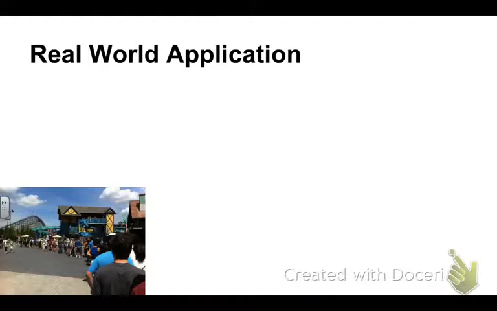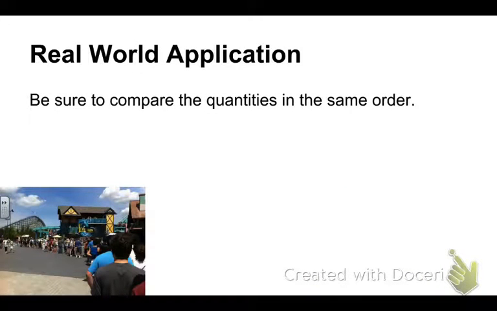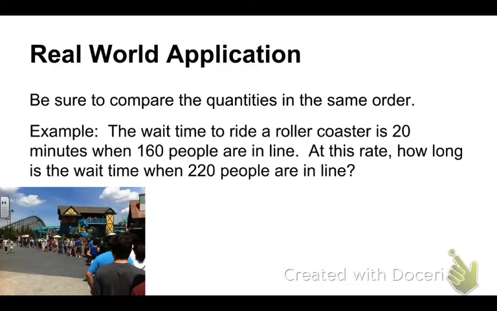So where would you ever see this? A lot more places than you would ever think. So you need to be sure to compare the quantities in the same order. Alright, basically you've got to match things up. So the wait time to ride a roller coaster is 20 minutes when 160 people are in line. At this rate, how long is the wait time when 220 people are in line?